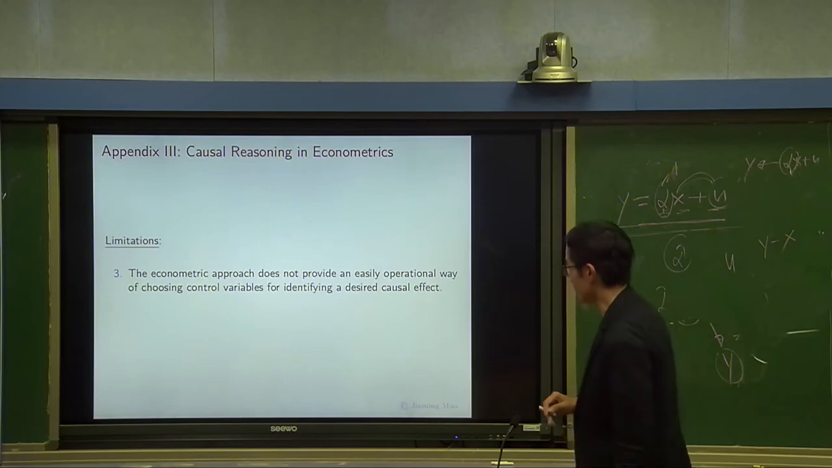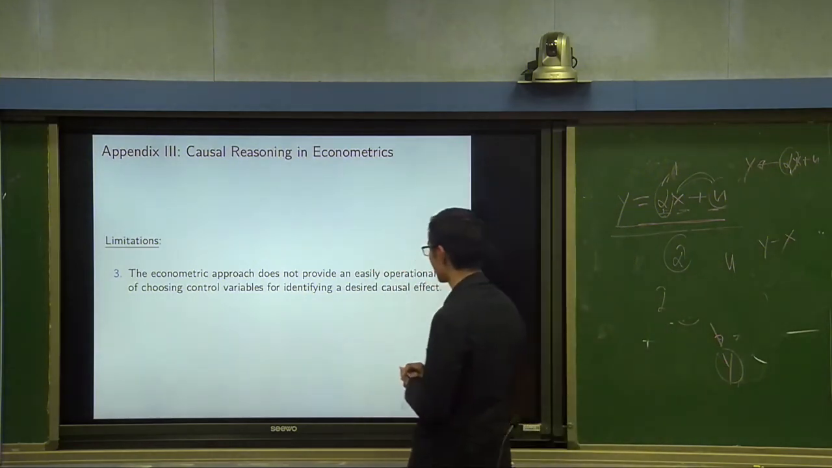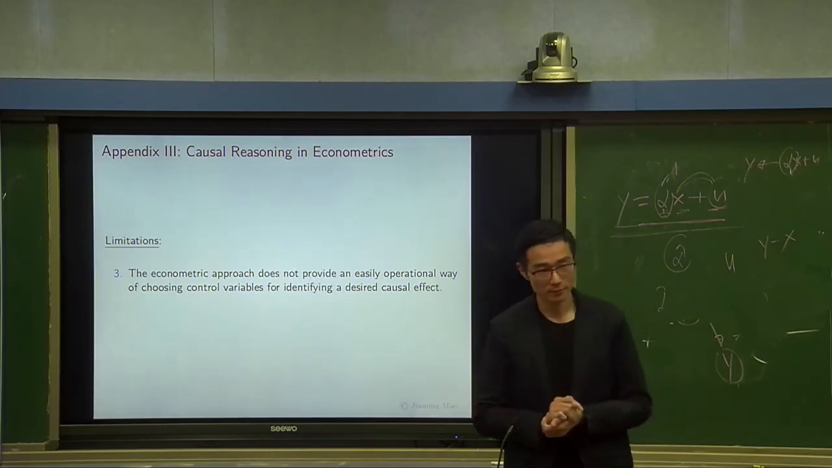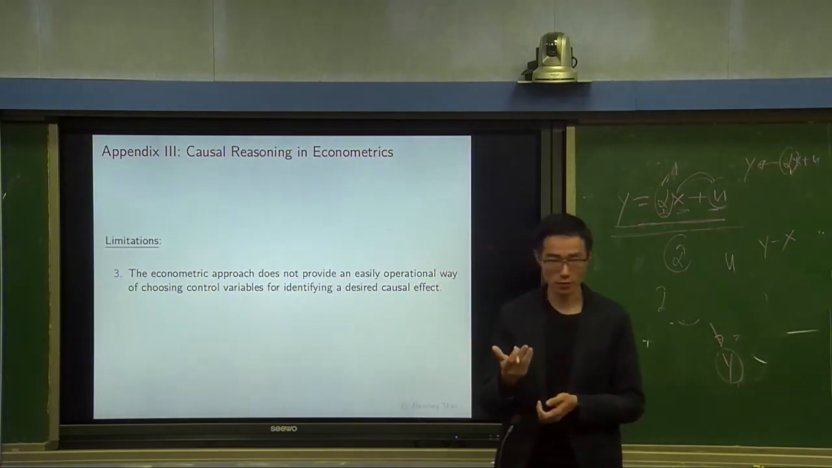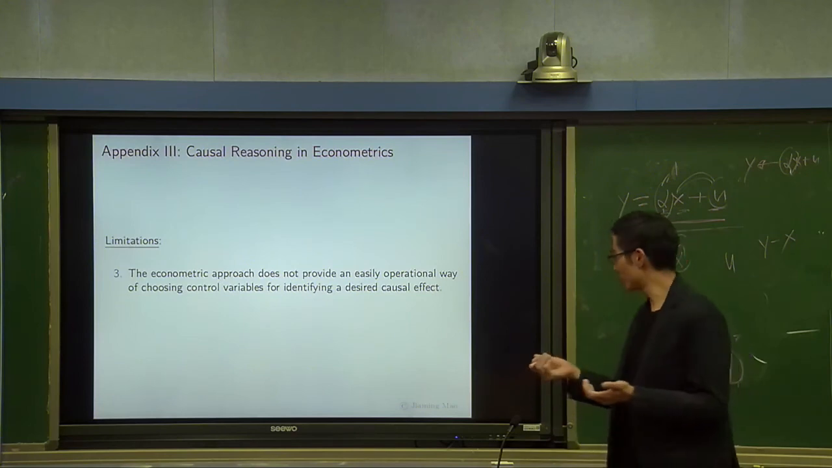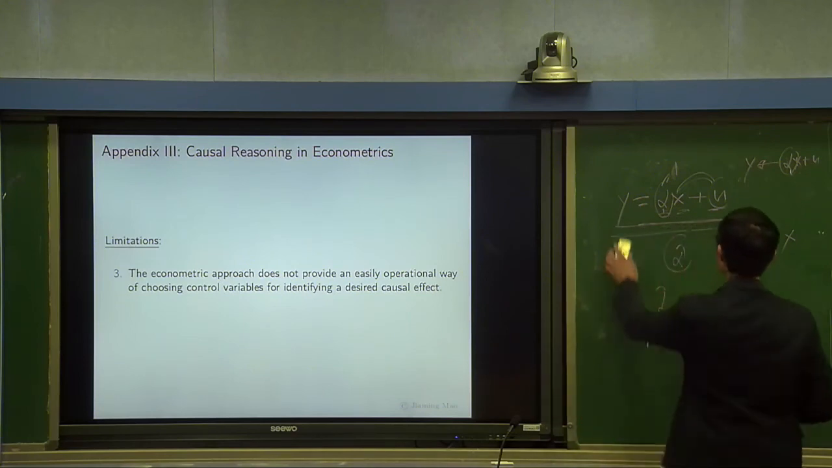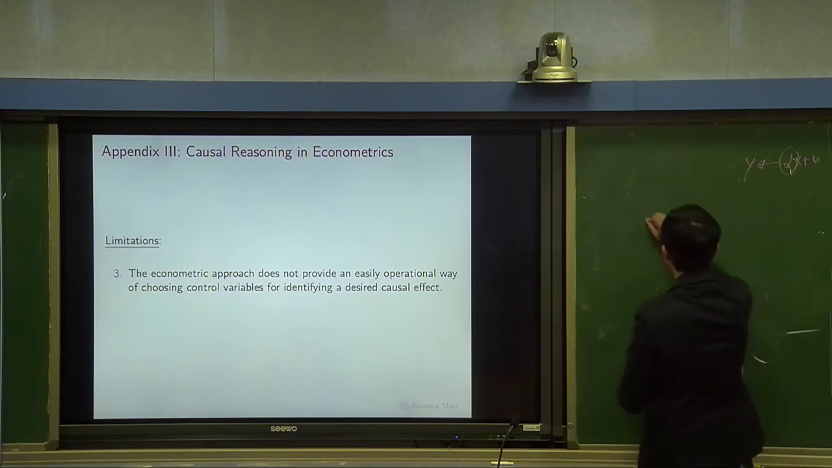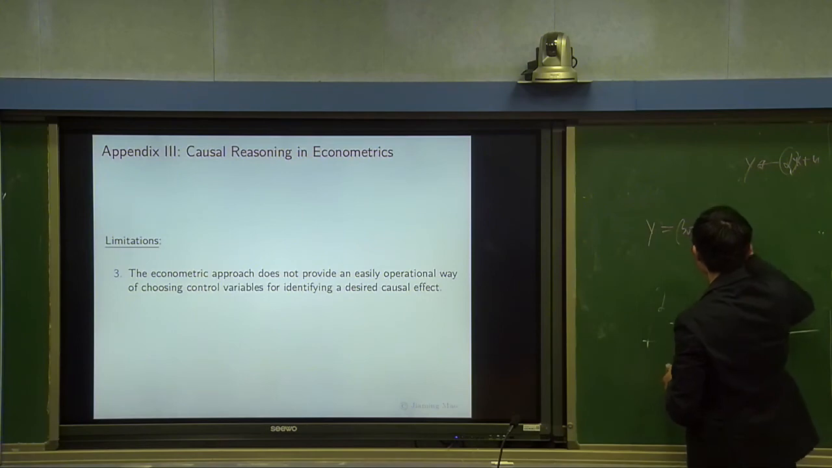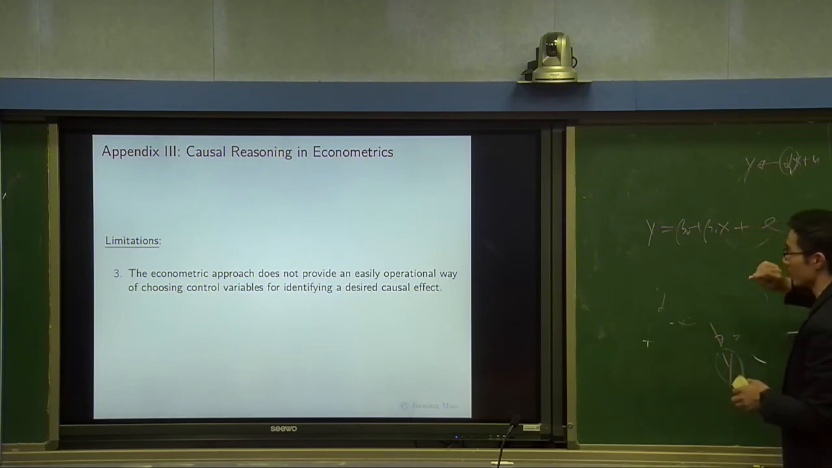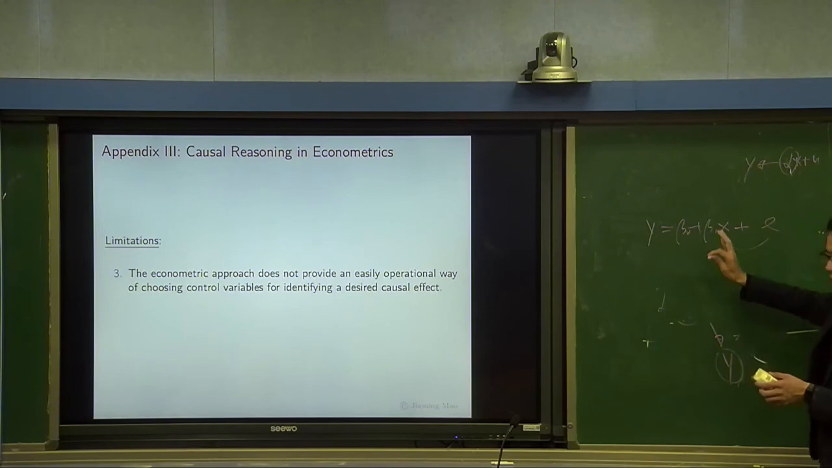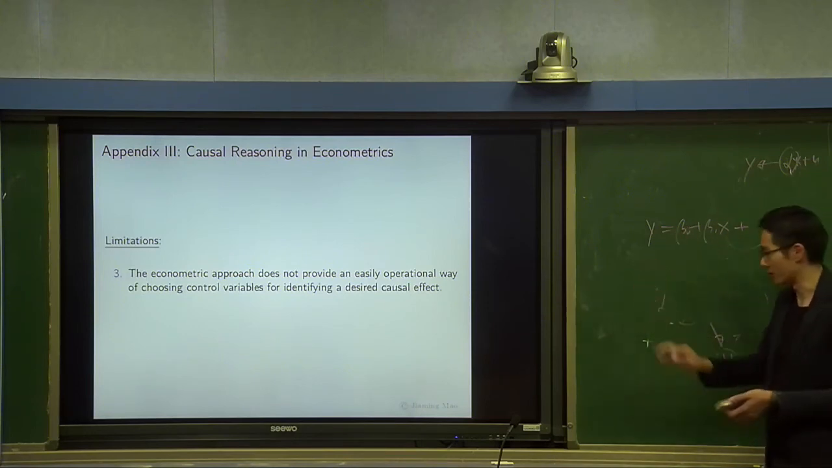Now, finally, the traditional econometric approach does not give you an easy way of choosing control variables. I think this one is pretty easy to understand. When you try to find what variables to control, how do you decide that? The way you are taught is that there is a true model, which is y equal to beta 0 plus beta 1 x plus maybe e. And x and e may be correlated. In that case, you need to find some control variable to make them uncorrelated, conditional on that. But how do you choose the control variable? You have to think about all kinds of things, but it doesn't give you clear guidance.